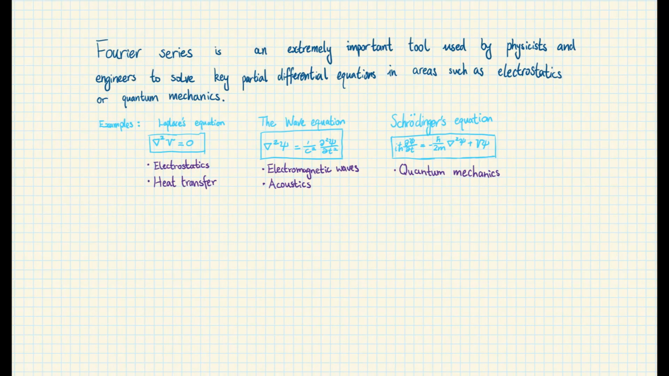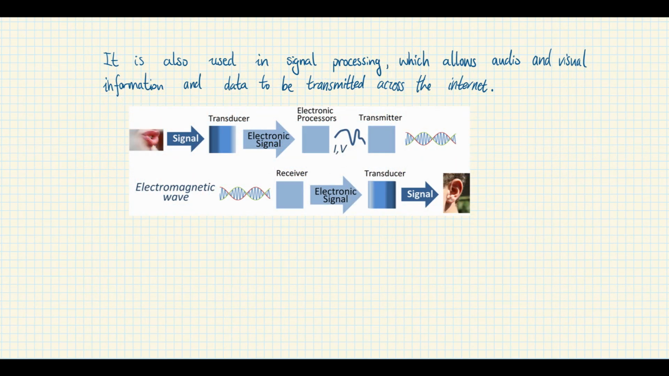First of all, it is an essential tool for physicists in solving partial differential equations, which are at the heart of high-level physics in fields like quantum mechanics, electrostatics, and the study of waves. Another important use of Fourier series is in signal processing, which allows complex audio, visual, and other data input to be decoded, stored, and transmitted across devices.